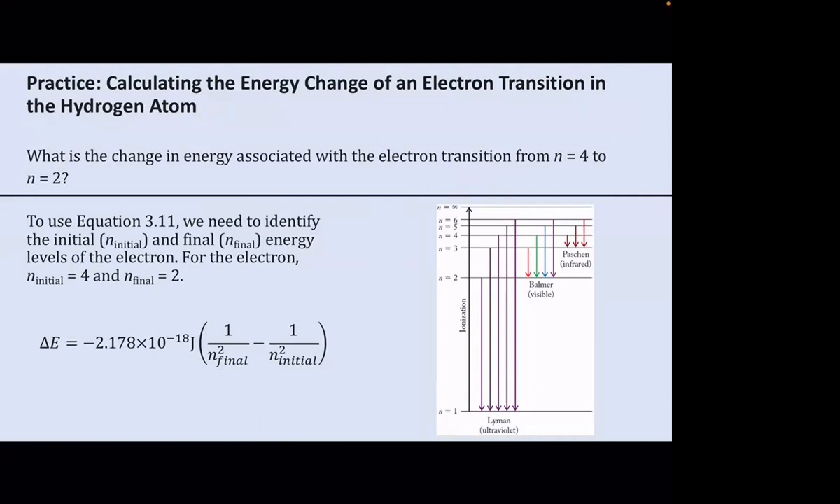I might have changed it from the one in the book. I can't remember. The one in the book was a different transition, so I just wanted to give you something different. That's why I got rid of the actual practice number. The one in your book, I think, is 3 to 2 or 5 to 2.